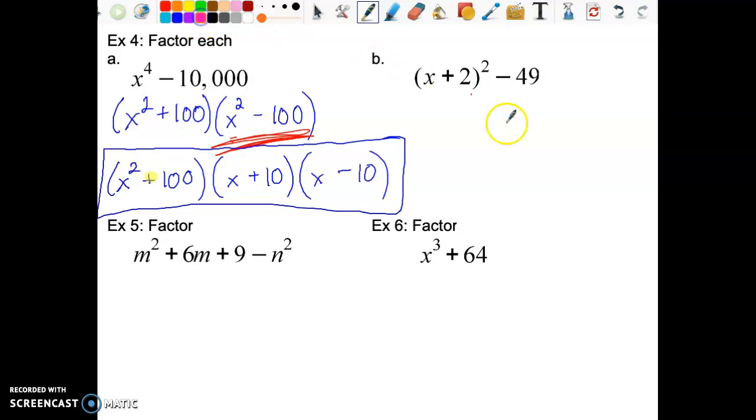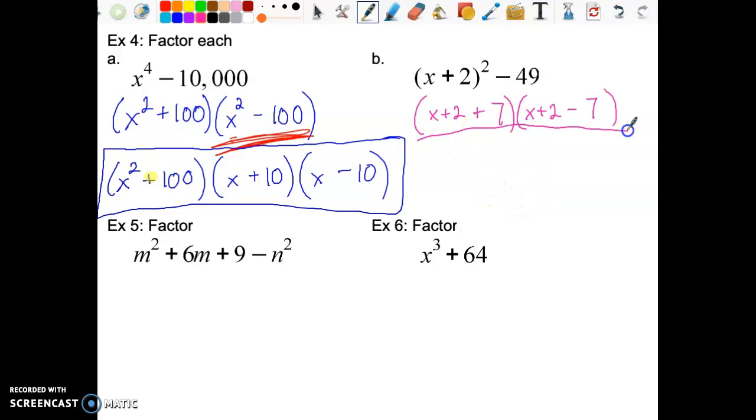I'll change colors just to change it up. Is x plus 2 would give you x plus 2 squared. To give you 49, it's 7 times 7. Make 1 plus, make 1 minus, and you have the right answer.